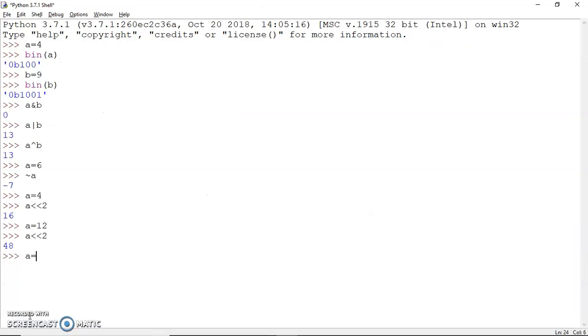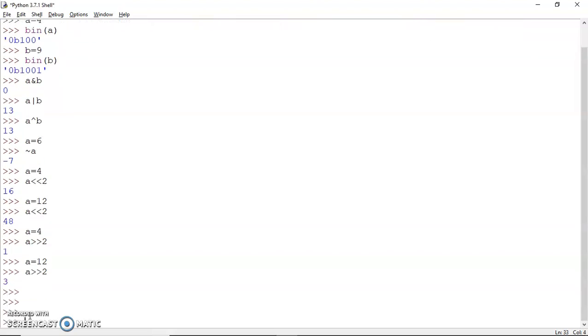So if we have a is equal to 4 here, and I now right shift a by 2 bits, the answer is 1, and if a is 12 and I right shift it by 2 bits, the answer is 3, so as we discussed.